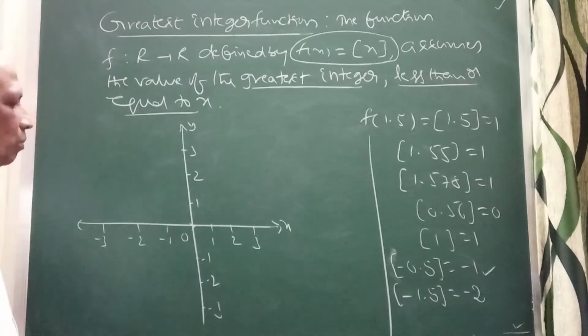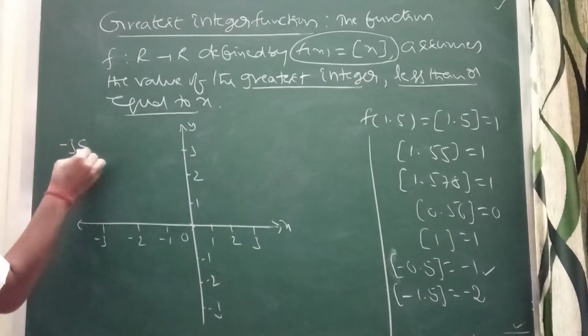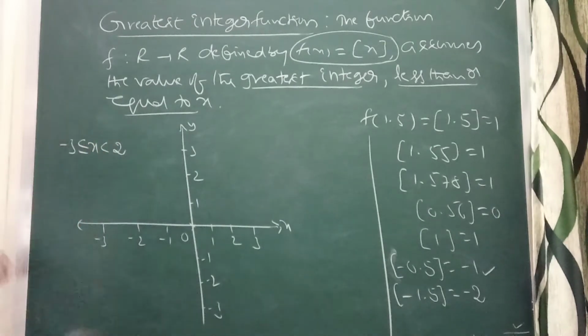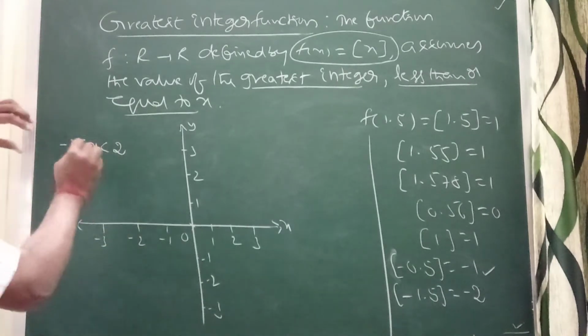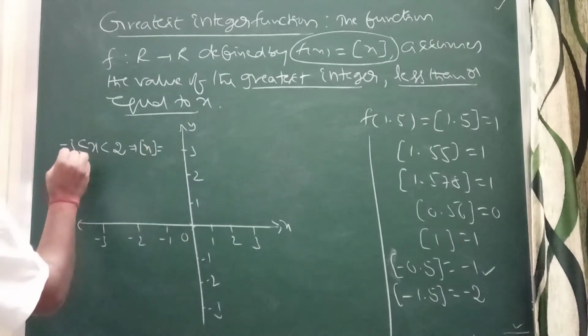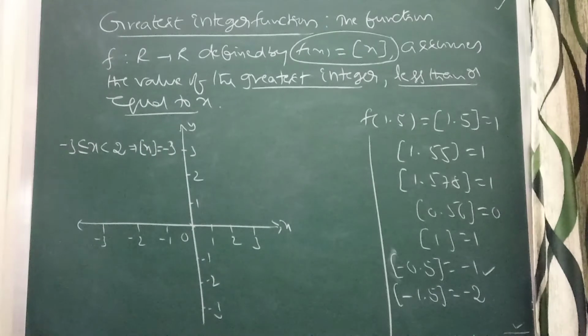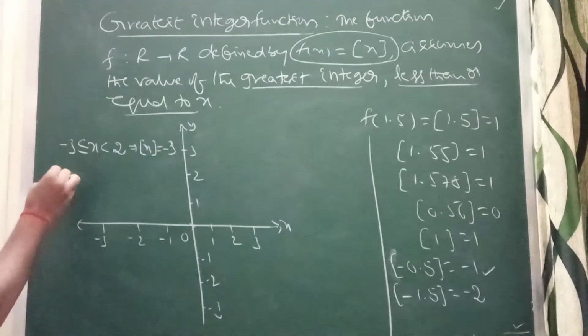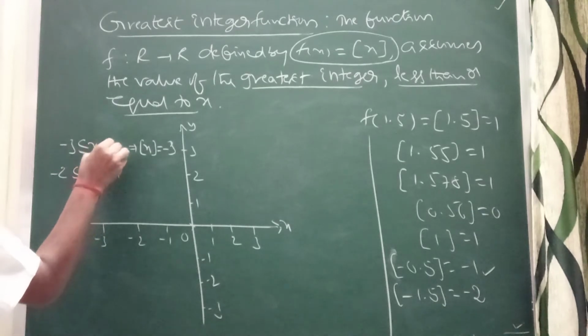Suppose we consider the x value, minus 3 less than or equal to x less than 2. Suppose the x value is between minus 3 and 2. In that case, the step value between minus 3 and 2 will be minus 3. Step of x is minus 3. If you take minus 2 less than or equal to x less than 1, minus 1, so that minus 2.